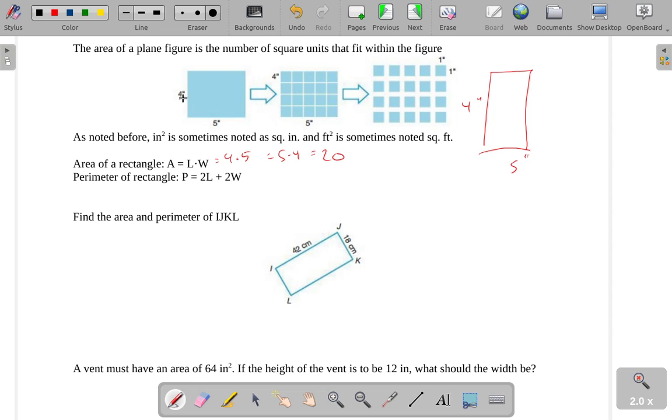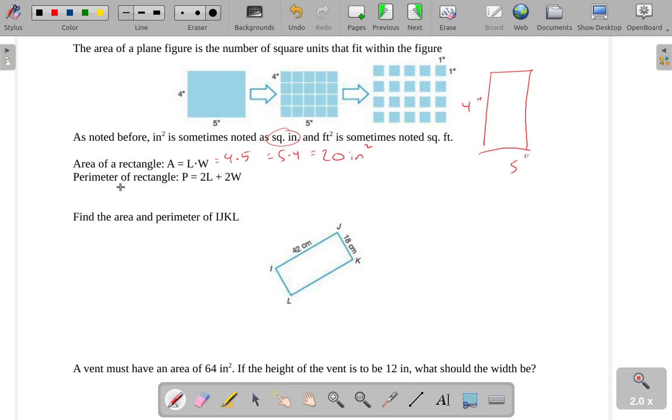Now, you'll notice we're taking inches times inches. So inches times inches, generally when we're multiplying something by itself, we write it as squared. So this would be inches squared. And we would call that square inches, like this, square inches. Similarly, when we take feet times feet, we can write that as square feet. Those mean the same thing.